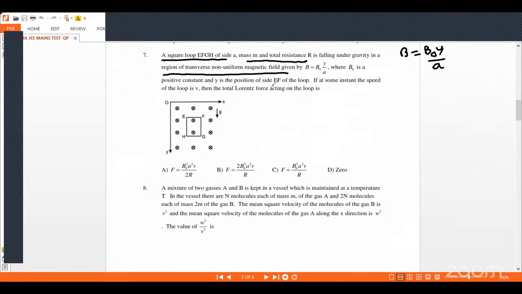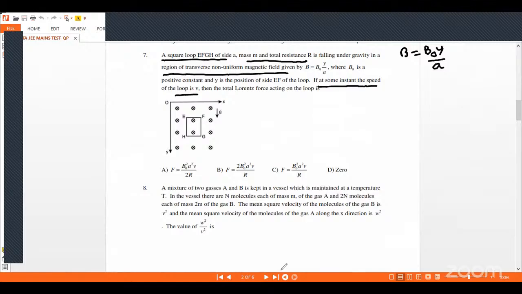Y is the position of the side. Whenever they give a diagram, observe the diagram. Here the external magnetic field is shown as cross, which means the external magnetic field is acting inwards. Now, if at some instant the speed of the loop is V, they are asking for the total Lorentz force.